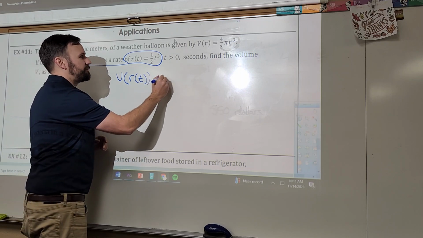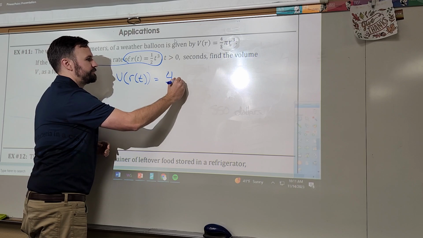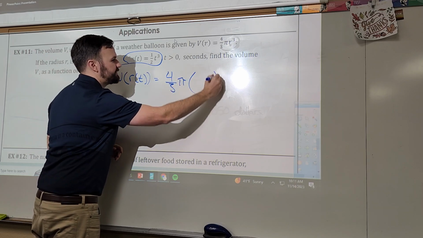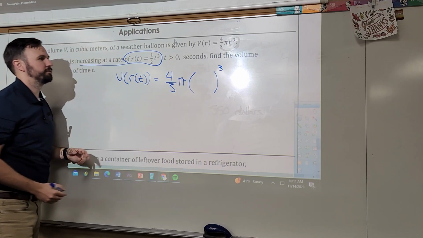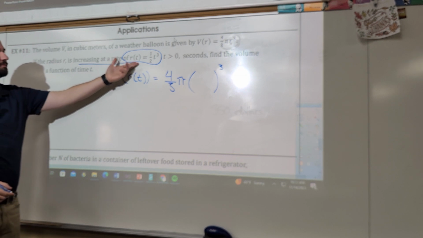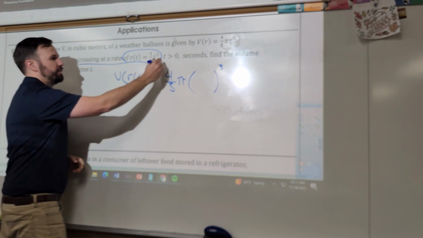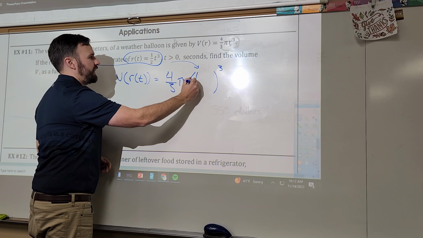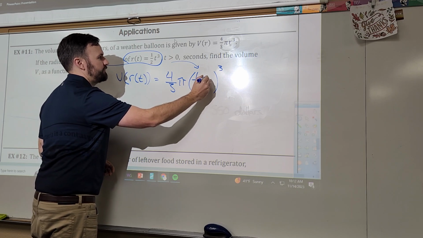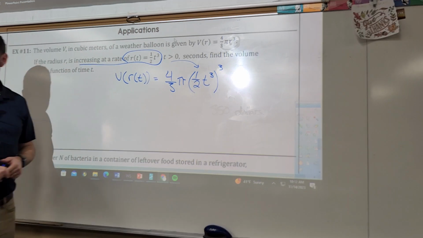So what I do is I take my volume, and what do I do with my R? I plug in my R of T. So I plug in my 1/2 T to the third. There we go.